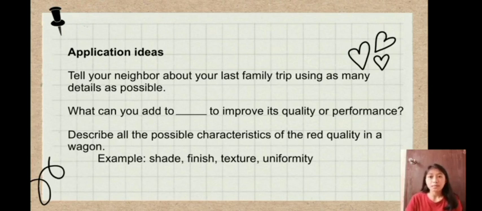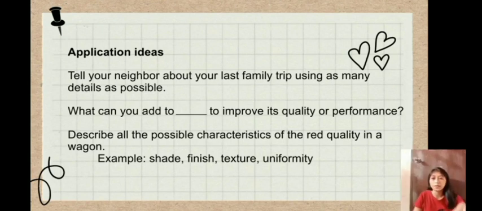And then, what can you add to your miniature to improve its quality or performance? Another one: describe all the possible characteristics of the red color of a wagon. For example, the shade, finish, texture, and uniformity.